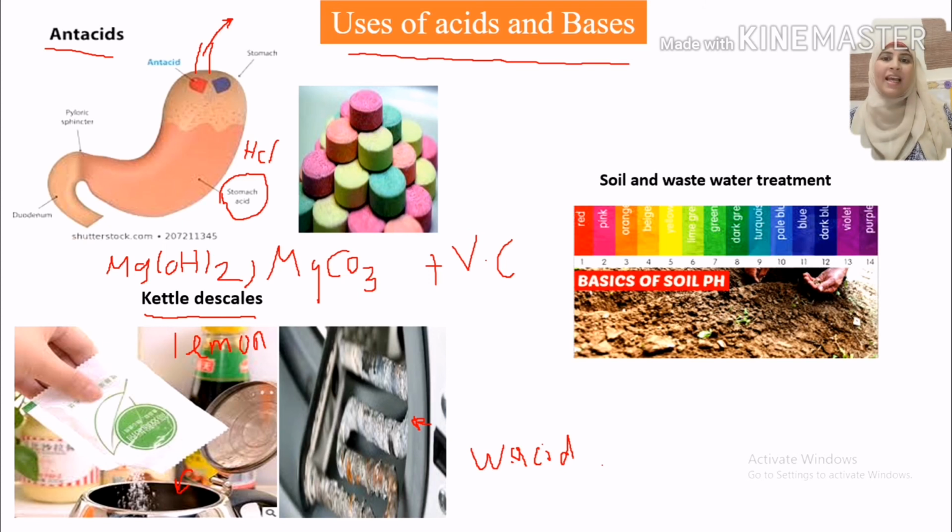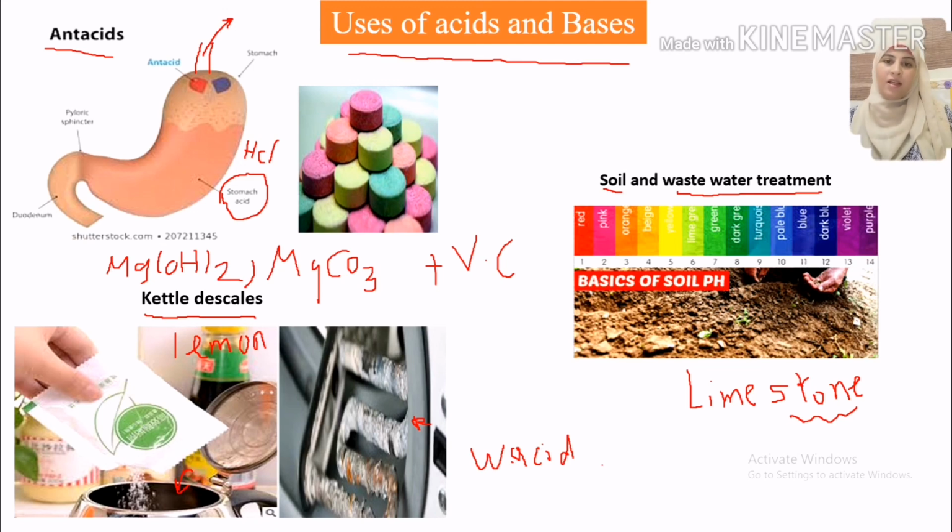And of course, we can treat soil and treat waste water by adding the calcium carbonate, by adding limestone. By adding limestone or by adding calcium carbonate to the soil, we can convert acidic soil into basic soil. We can increase the pH of your soil. But if you want to decrease the pH, we will start to add ammonia fertilizers.